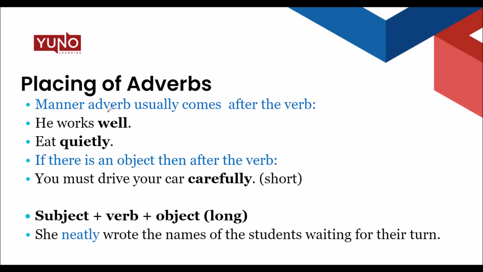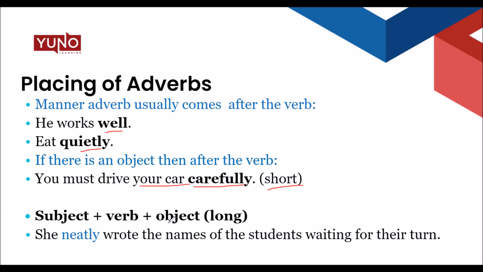So if the manner adverb is one word, if the verb does not have an object, then the manner adverb comes soon after the verb. So, he works well, eat quietly. If there is an object, then it comes after the object. You must drive your car. How? Carefully. Now, what do we mean by short over here? What is short? The object is short. You must drive what? Your car. How? Carefully. So the object is short over here. So it comes soon after the object.